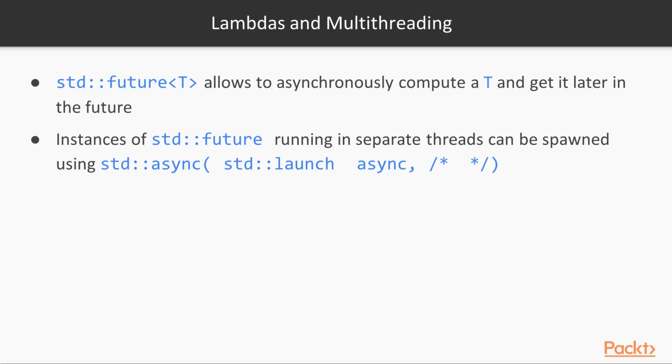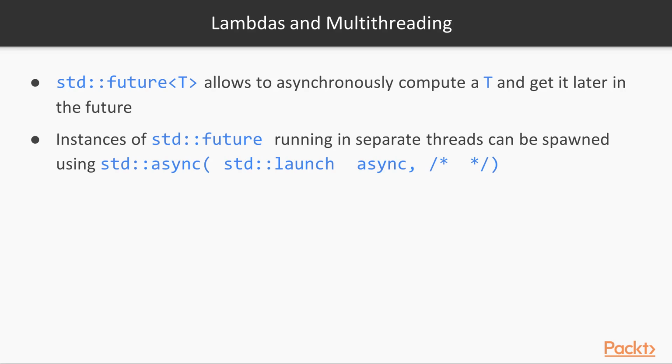Another really useful utility introduced in C++11 with regards to multithreading is std::future. It takes a template parameter T and allows us to asynchronously compute an instance of T and get it later in the future. You can think of it as a promise that will give you an instance of T later in the execution of the program.